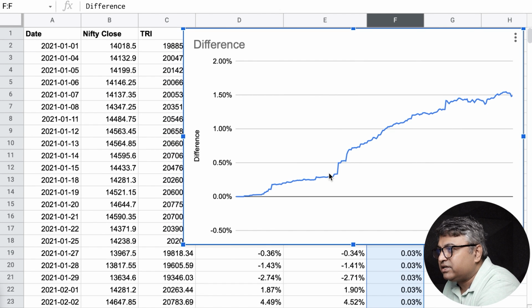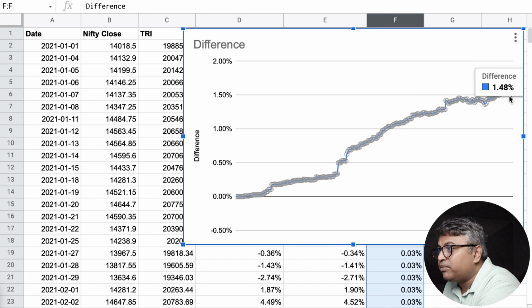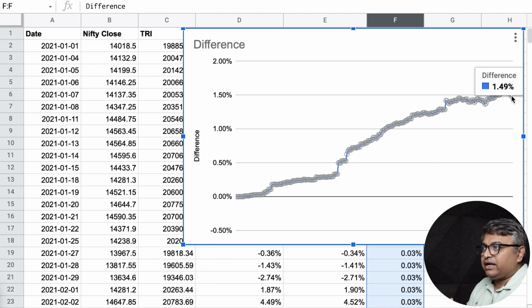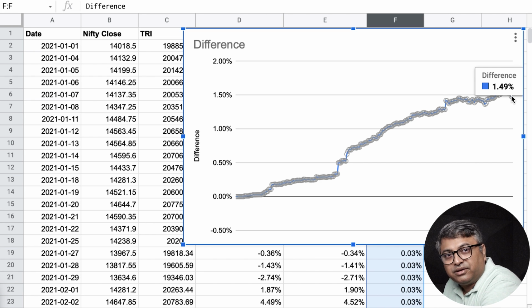By roughly a year from when we started, the difference is 1.4%. That means the TRI is giving you 1.4% higher than the Nifty itself. The Nifty gives you X. The TRI gives you X plus 1.4% per year, roughly. This is the dividend yield of the Nifty.